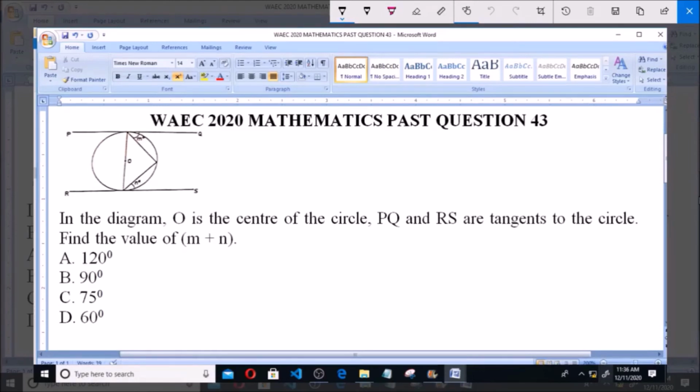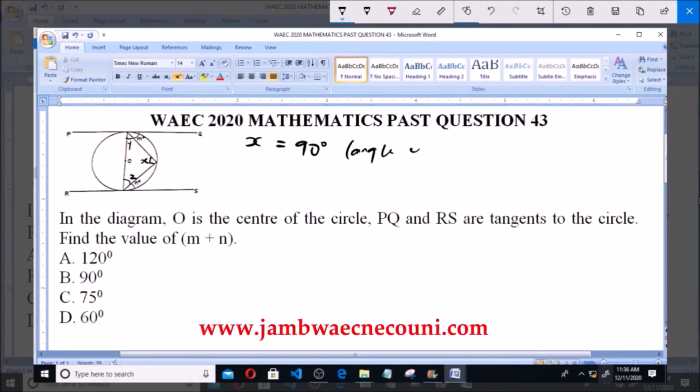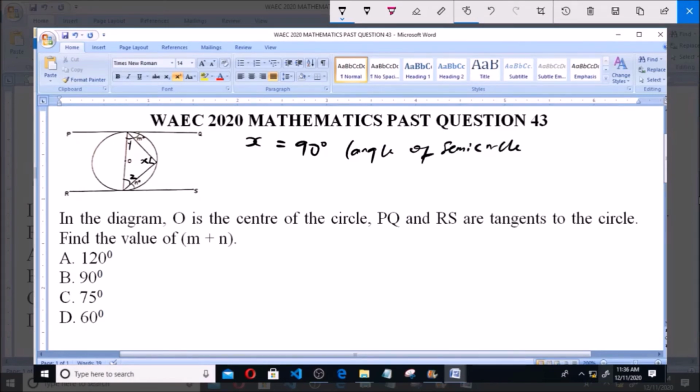Now we can see that, let's look at this triangle very well. Let's call this angle Y, this angle here angle Z, and this angle X. Now from here we can say X is equal to 90 degrees. That is the angle of a semicircle. The angle made with the circumference of a semicircle is always 90 degrees. So X is equal to 90 degrees.